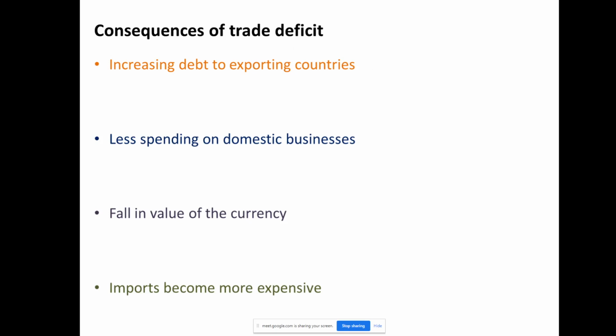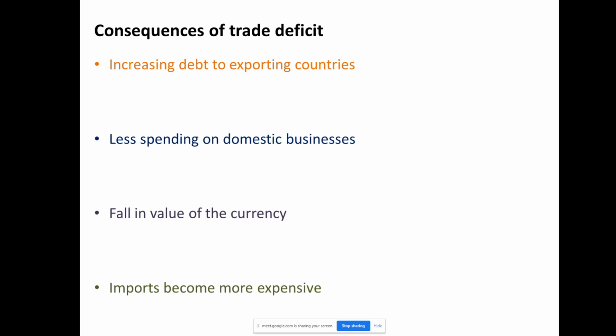Now if you're having a trade deficit, which means, that's one key point there, we are going to expect more money to flow out of the country than we received from other countries. And if that's the case, we go back to the concept of trade deficit.